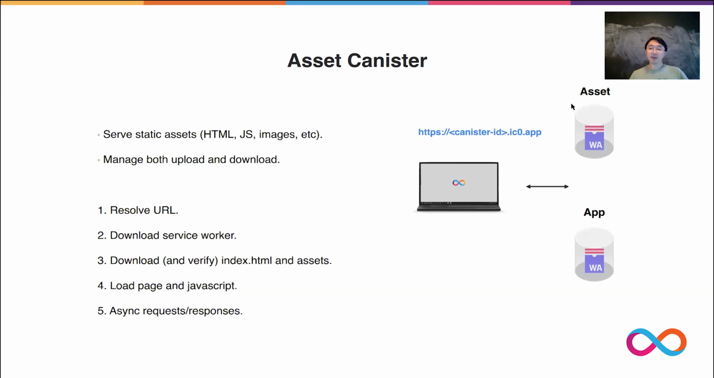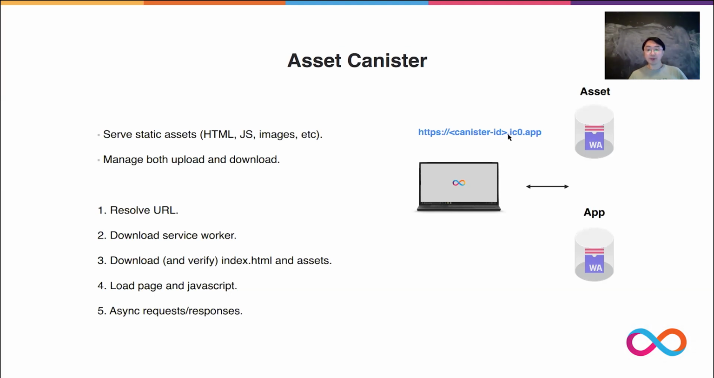A little bit more detail about this typical architecture of an application. Often we have an asset canister that serves static assets. That's the URL: when you visit that URL, you're going to hit this canister. The browser will resolve this URL, and the first step is to download the service worker. The service worker takes over from here. It will make queries to your asset canister and download the main page, and not only download it, but also verify it.